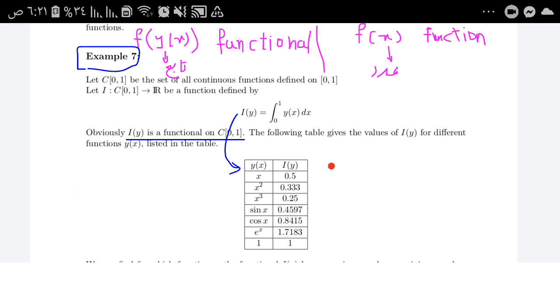Question. What is the value of I in the function 1 over x?